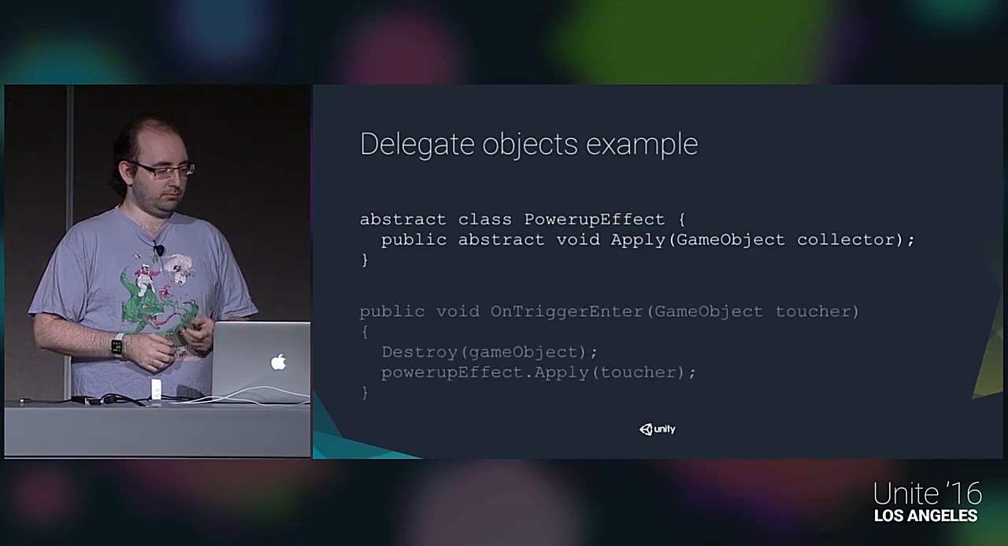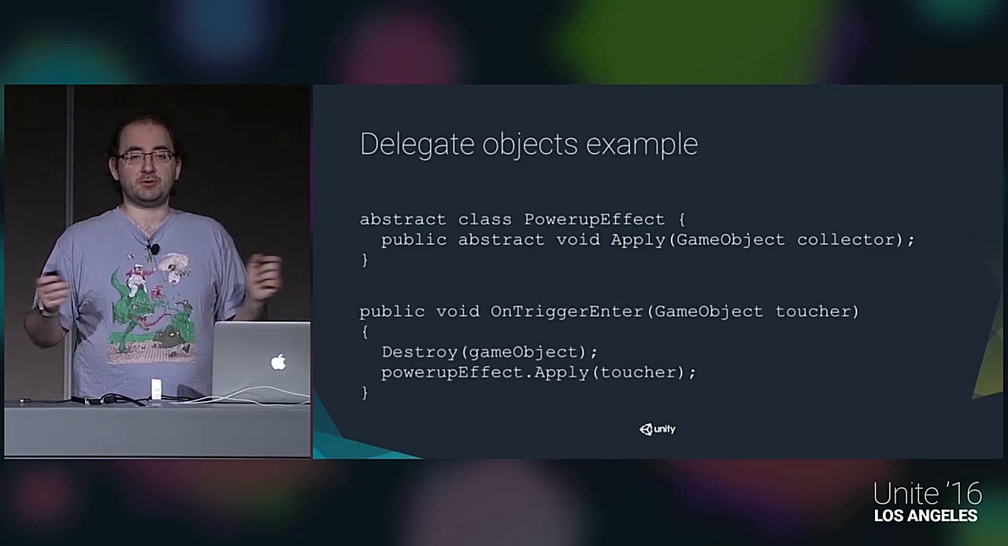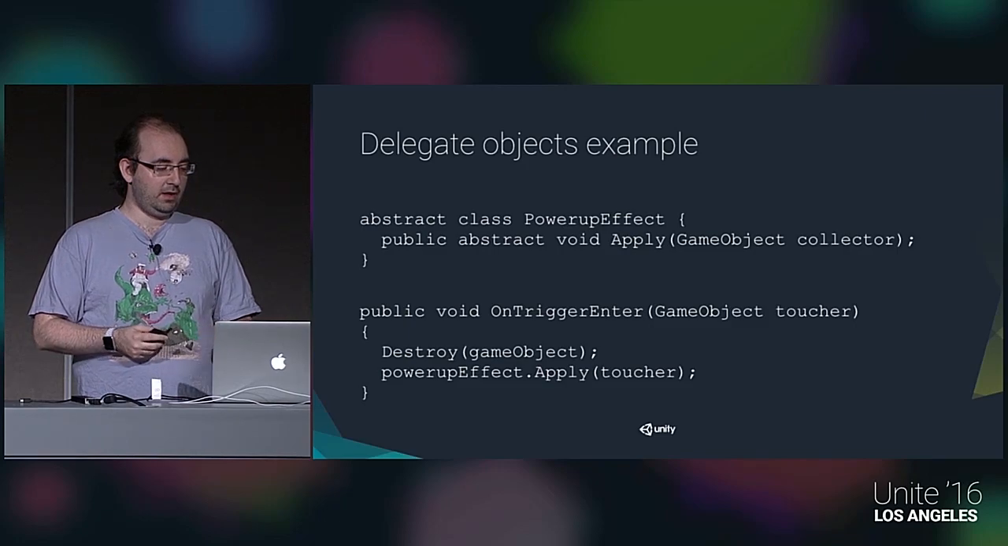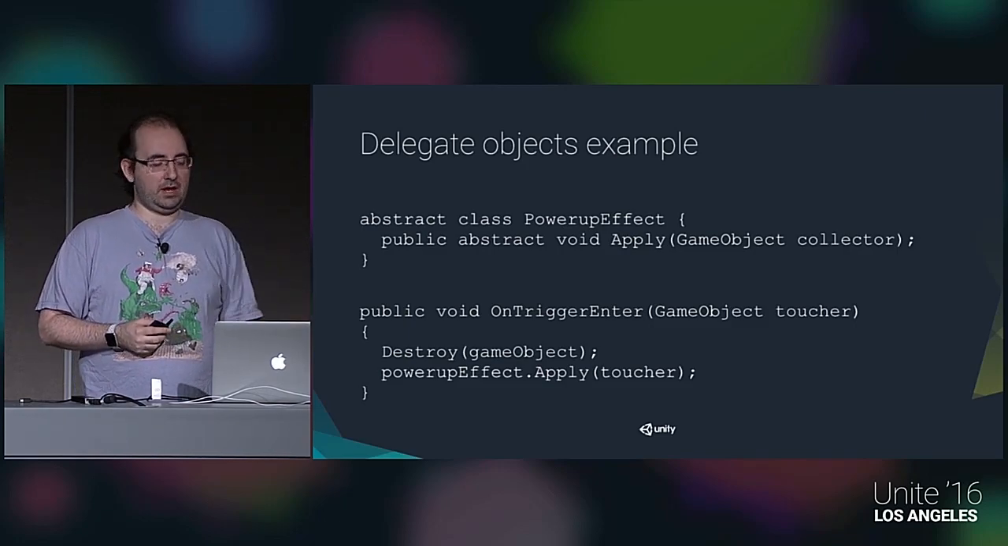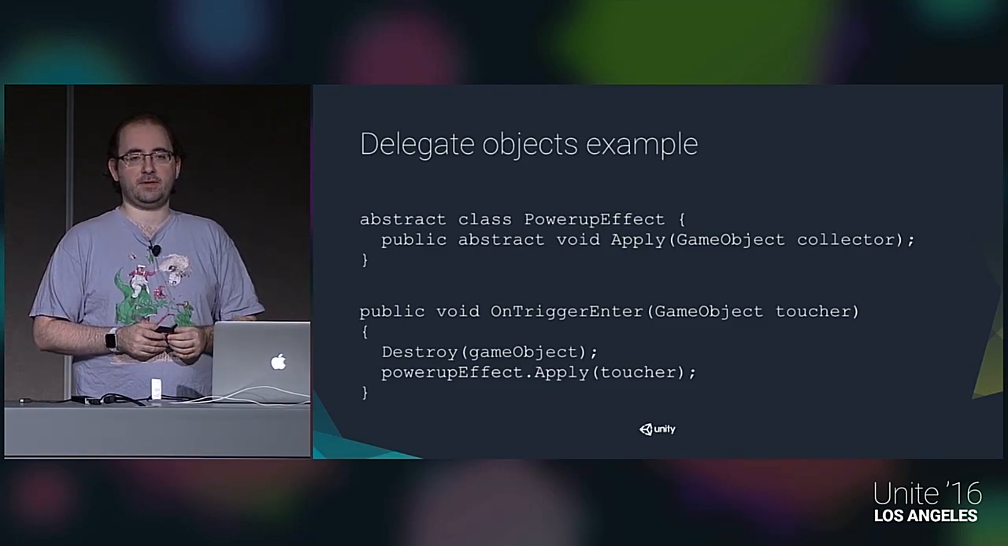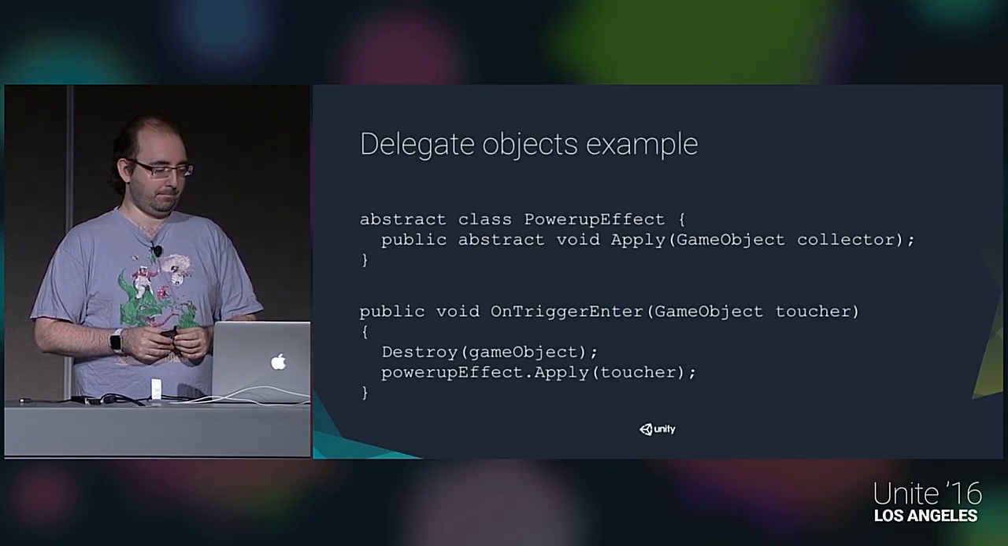So when I actually have OnTriggerEnter or something like that for when I hit one of these power-ups, I'm going to destroy the power-up I've picked up, and I'm going to call Apply on its effect, passing in the thing that touched it.